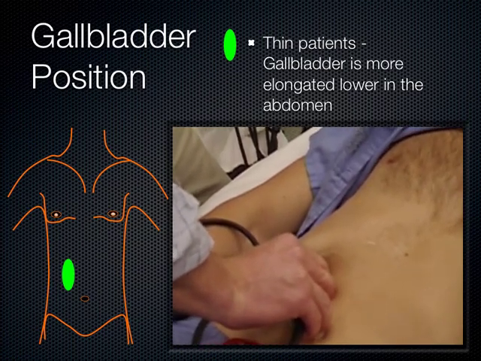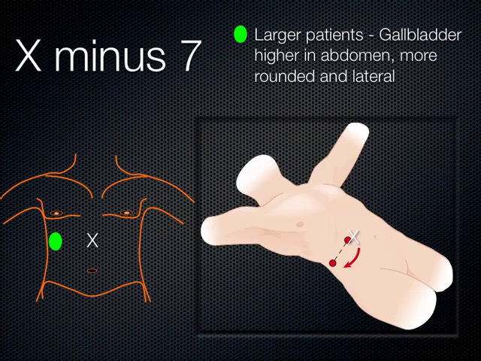When you move from a thin patient like the one diagrammed here to a larger patient like the one diagrammed here, you'll find that the gallbladder is a little higher in the abdomen, a little more rounded, a little more lateral, and sometimes the only way to see a gallbladder like that in a larger patient is to go X-7. X stands for the xiphoid process, and 7 is the number of centimeters that you drag the probe laterally to the patient's right in order to see the gallbladder. Now sometimes you're X-10, X-12, you get the picture.